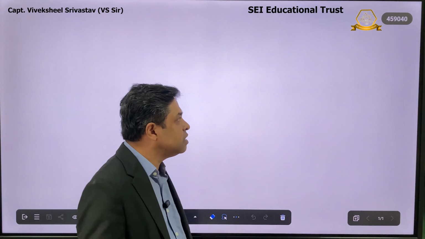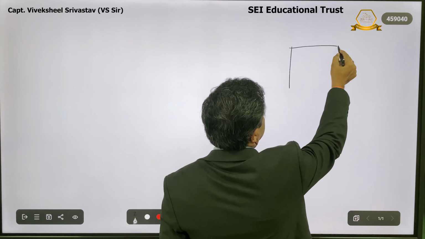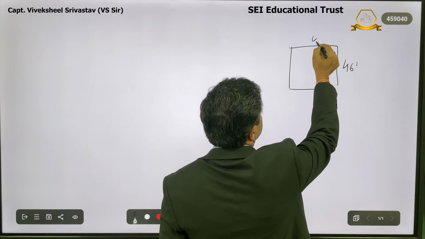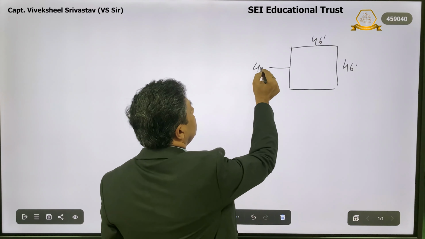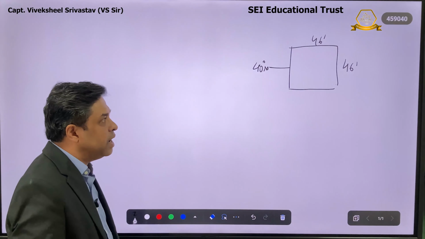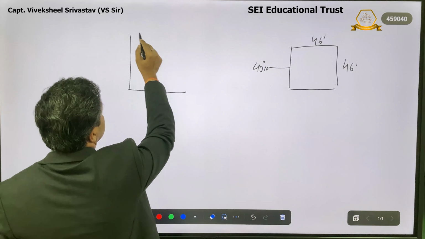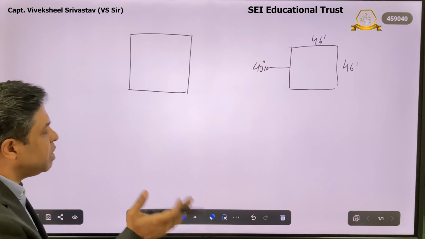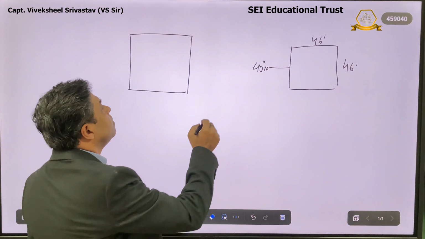Let me just refresh what we did last time. We tried to depict a 46 miles by 46 miles piece of land at 40 degrees north latitude. We tried to develop a chart of this area, and what we got was an east-west and a north-south distortion when we transferred that data to a paper chart, and we have discussed the reasons for those distortions in the last video.